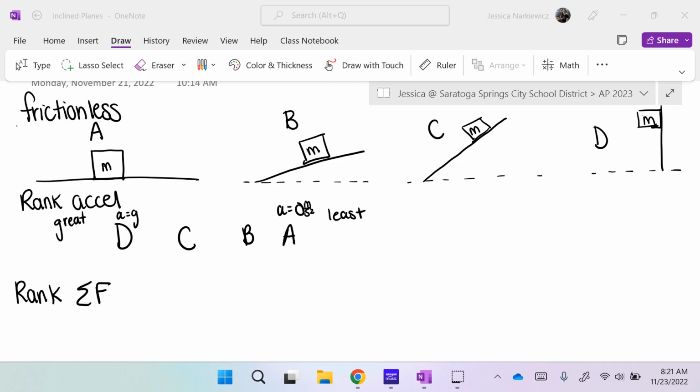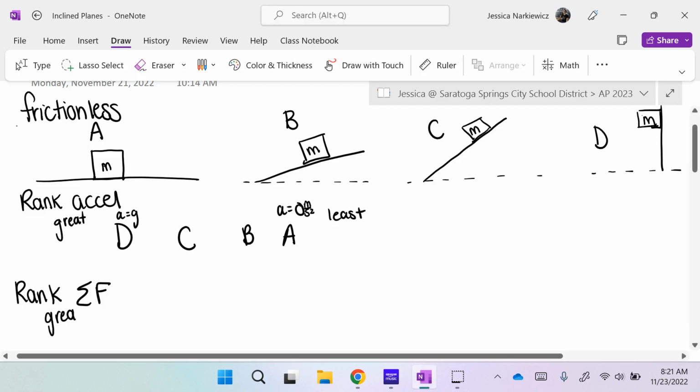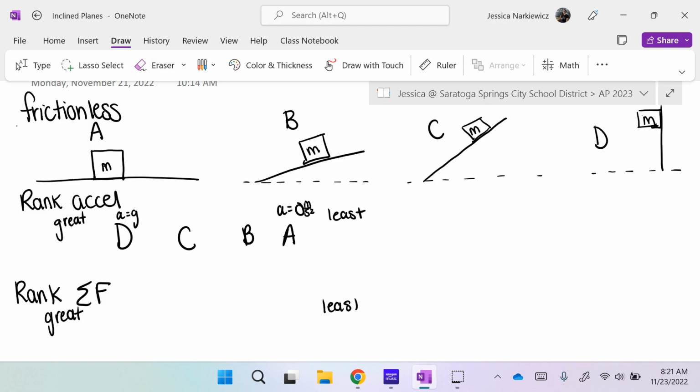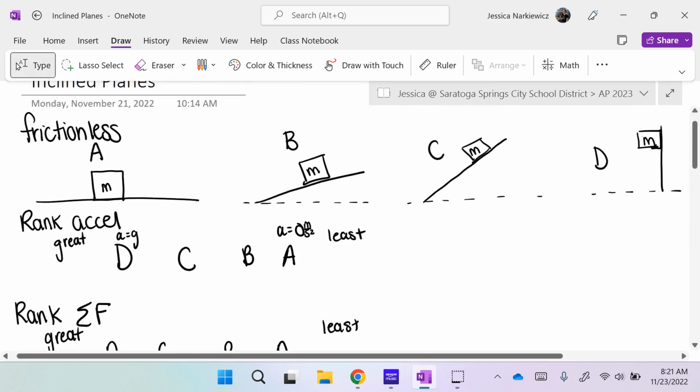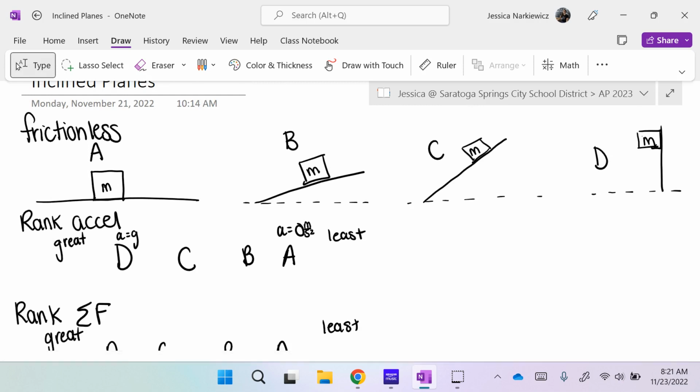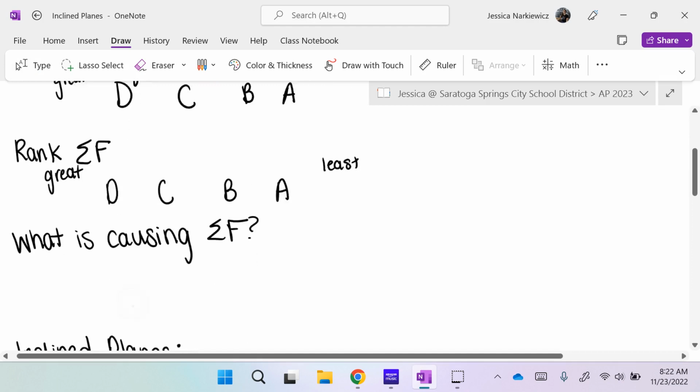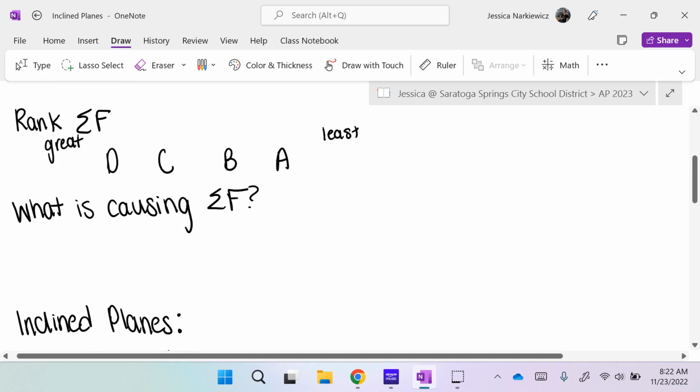Now your net force ranking is going to look exactly the same because we have the same mass for each of these. Our net force is going to look like D, C, B, A. So then the question becomes, what's causing that net force? Why are these things accelerating, specifically B, C, and D? So what's causing that net force?